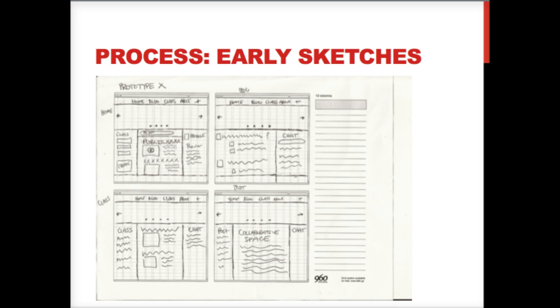At the beginning of the project, we created three design alternatives: prototype X, Y, and Z. Right here is prototype X. I had three completely different mindsets for each prototype. Prototype X was designed for the heavy content consumer that wants all that information right on the home page, so they can access it all and don't have to go to other pages to do anything.